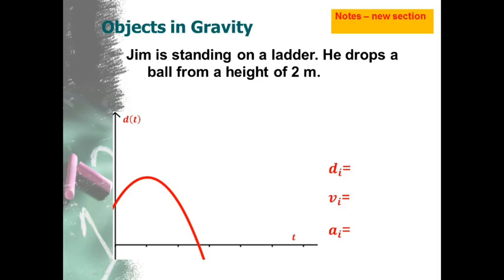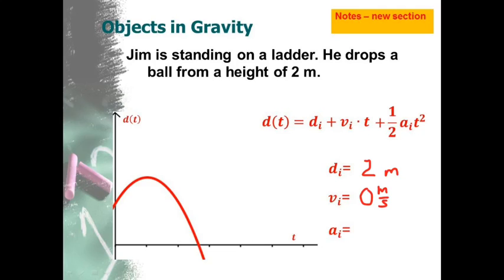The initial displacement is given to us in the problem because it says he drops a ball from a height of 2 meters. So this initial displacement will be 2. Oops, I just noticed that my formula popped in here, so I'm going to finish that formula right there and then go back, and let's start filling in these constants. It starts off at an initial height of 2 meters. That's my initial displacement. My initial velocity is 0 meters per second.